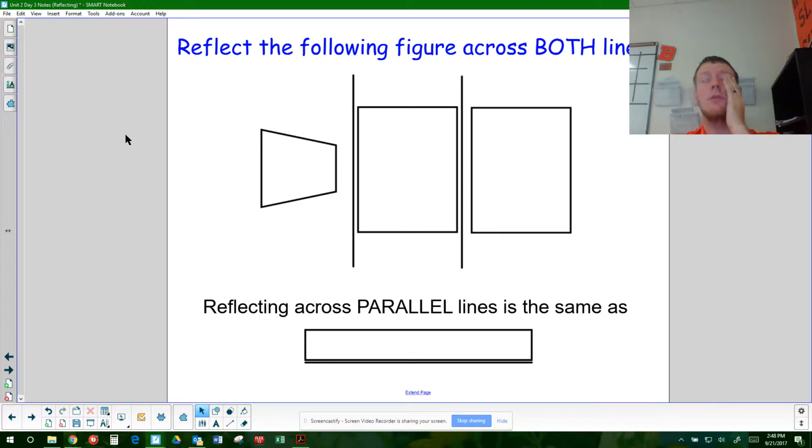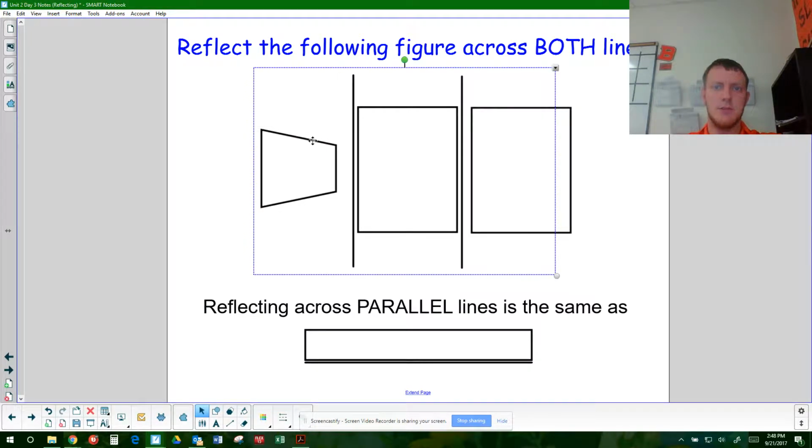Okay, now we're going to reflect over 2 parallel lines. So draw the reflection and then draw the reflection of that reflection into the 3rd box. I don't know why students struggle here, but take the trapezoid on the left, reflect it, and then reflect it again. Take 30 seconds and draw those.